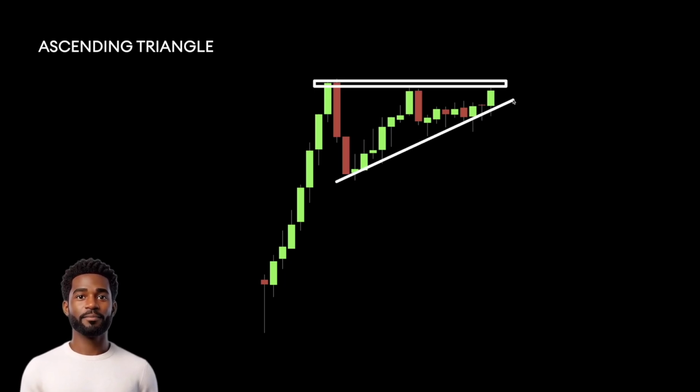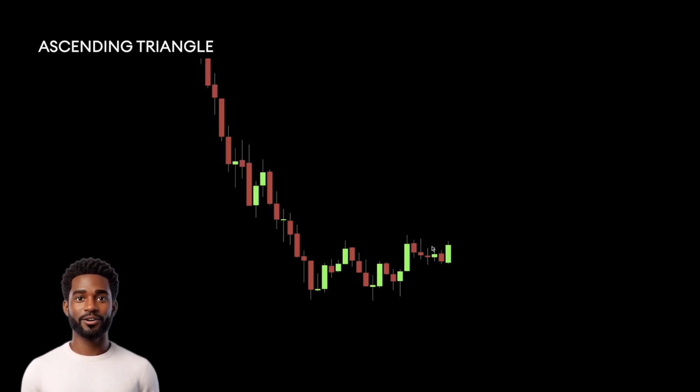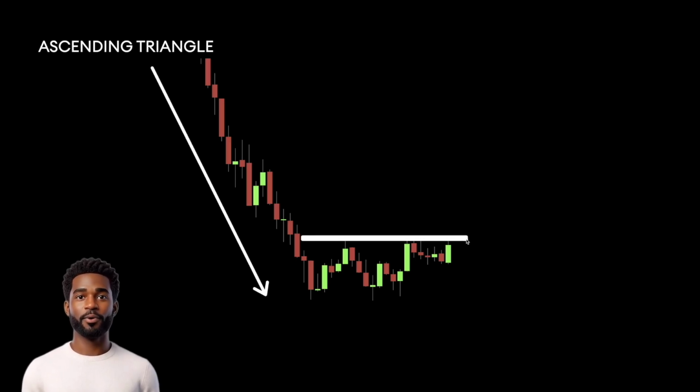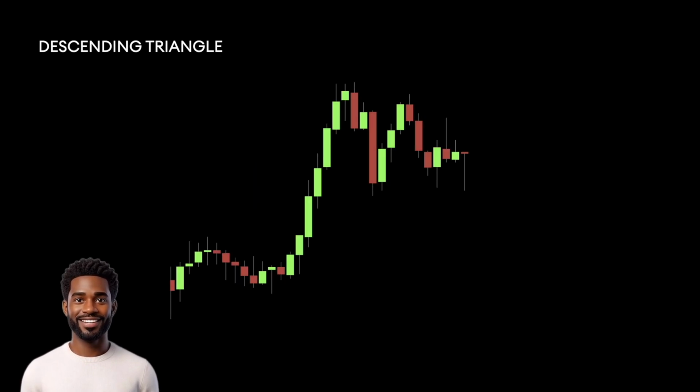This pattern typically appears in both bullish and bearish markets. In a bullish ascending triangle, the price is in an uptrend leading to the formation of the pattern. The higher lows show that the buyers are gaining strength, and once the price breaks out of the resistance line, it confirms a continuation of the trend. In a bearish ascending triangle, the price starts in a downtrend. The higher lows show some buying pressure, but if the price breaks below the support level, it signals a continuation of the bearish trend.